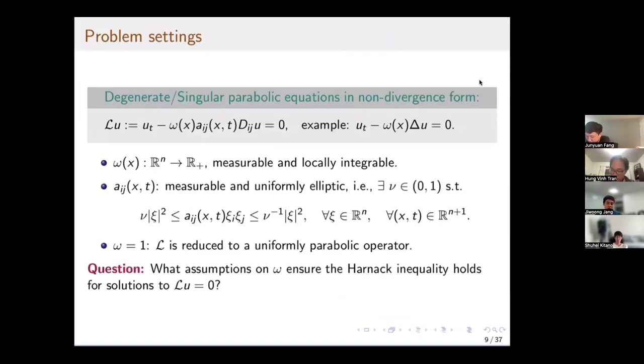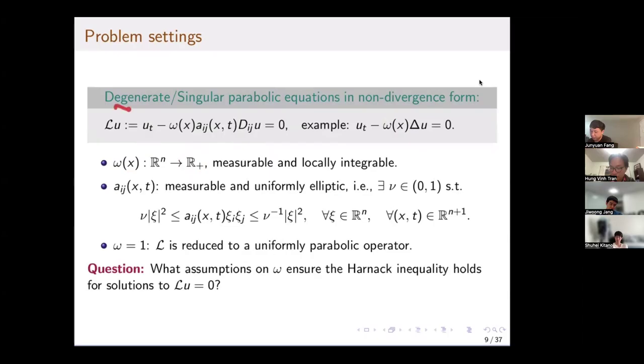Okay, for our problem setting, for simplicity, we just consider the diffusion term without the lower order derivatives. Okay, Lu equals u_t minus omega(x) times a_ij D_ij u. So we just simply put a weight here. You can think the example is the heat equation with some weight here, and this omega is called a weight. It should be non-negative, measurable and locally integrable. Okay, a_ij still is uniformly elliptic.